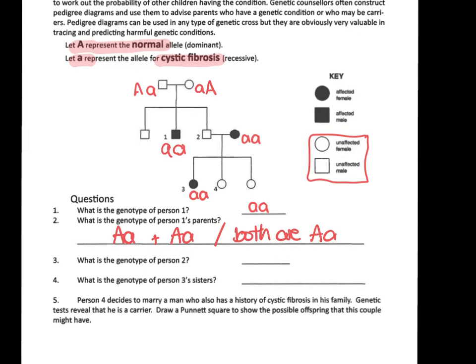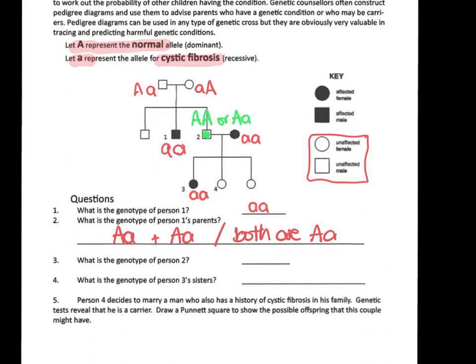Question 3, what is the genotype of person 2? So person 2 is this person here that I'm going to colour in green. Person 2, well, what do we know? We know that their parents are big A, little a, big A, little a. So we know that person 2 has to have one big A because he doesn't have cystic fibrosis. But we don't know whether he's big A, big A, or big A, little a. So let's see. That's what we would say looking at his parents.